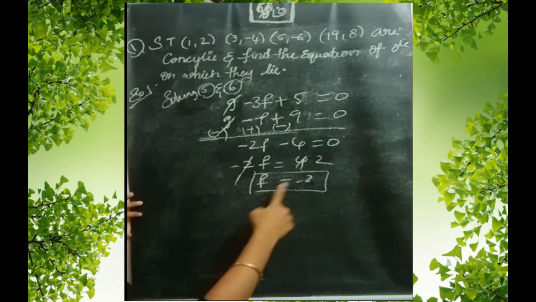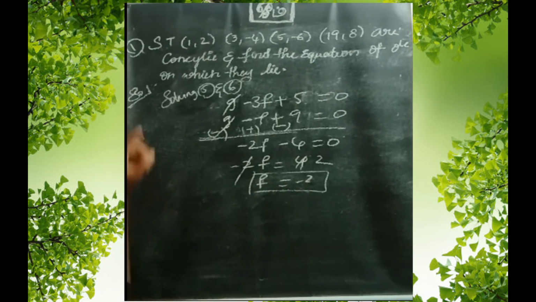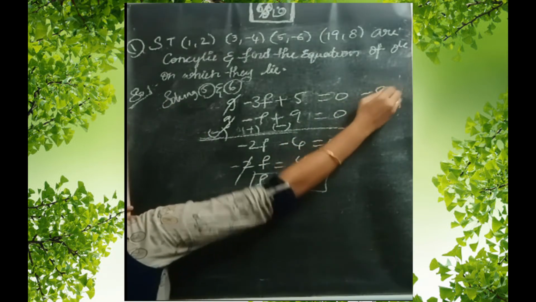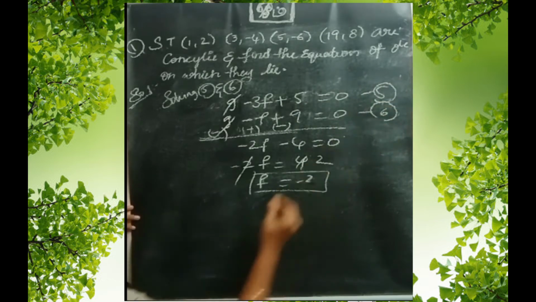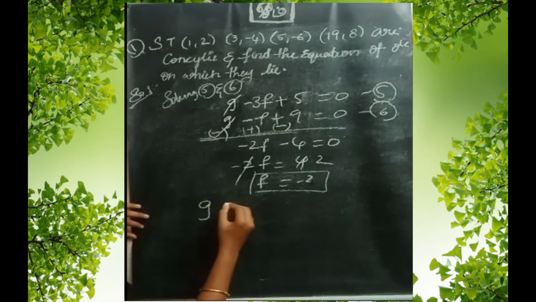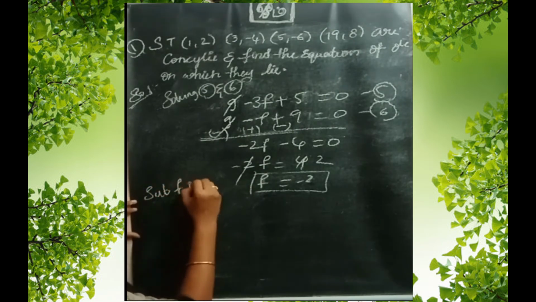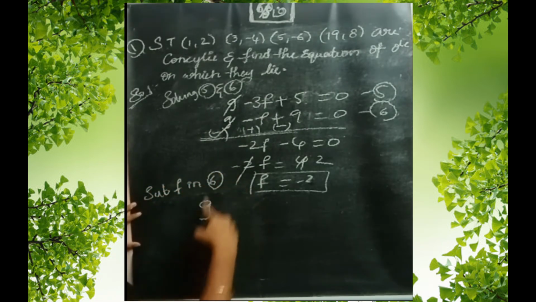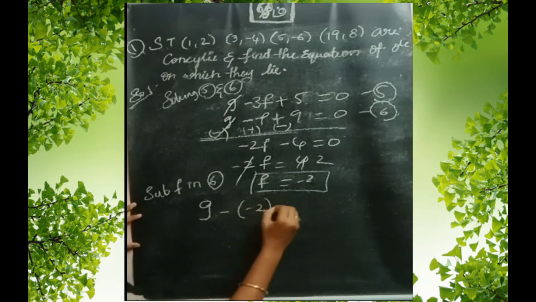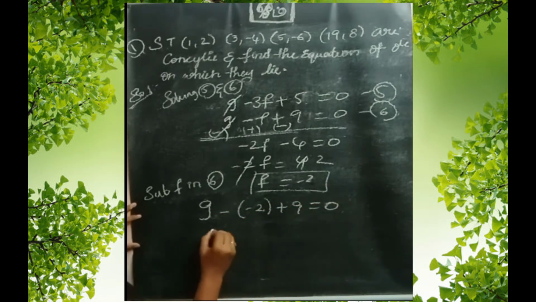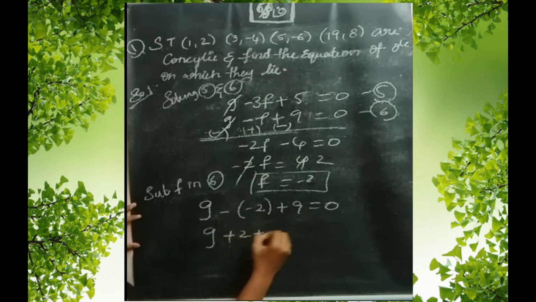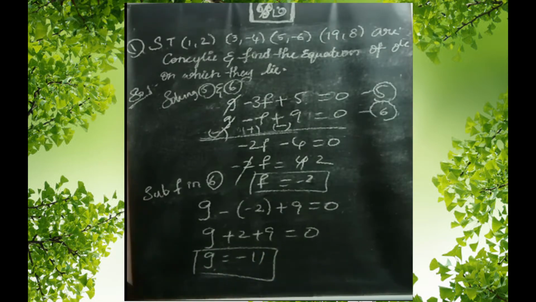Now substitute f equals minus 2 in either equation 5 or 6. So I am substituting f in 6. g minus of minus 2 plus 9 equals 0, g plus 2 plus 9 equals 0, g equals minus 11. Now we have got the f and g values.